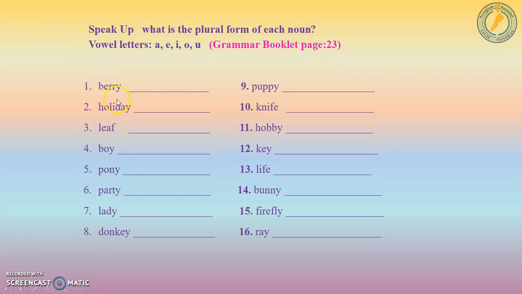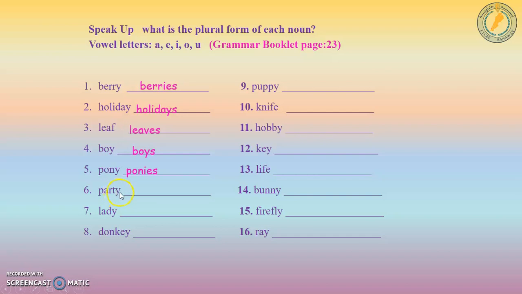Berry. Berry ends with Y preceded by a consonant, so we have to cross out the Y, then add IES. Holiday. Y preceded by a vowel, so we have to, yes, keep the Y. Leaf ends with F. What to do? Great job. Change the F into VES. Boy, Y preceded by a vowel, so only S is added. Pony, Y preceded by a consonant. Remove the Y, then add IES.